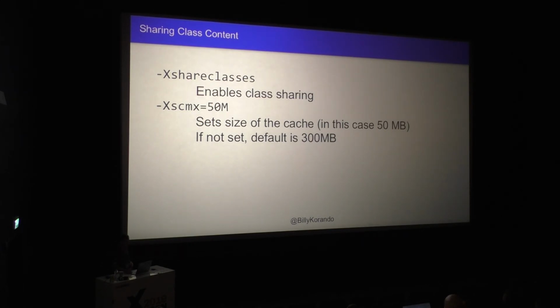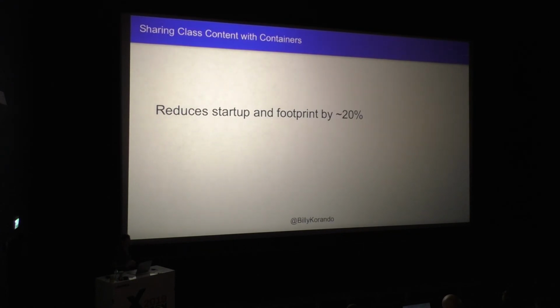So this is basically a ROM class file cache. And if you do that, it reduces your startup and footprint by roughly 20%. That's pretty good. Very good. So how can you actually do that in your particular Docker container environment, say?